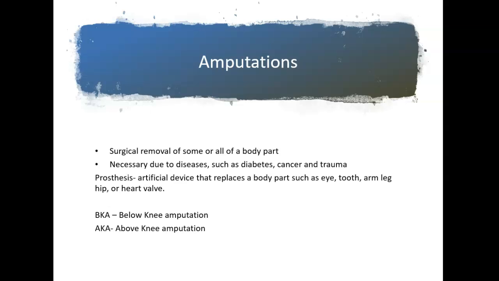Amputations, surgical removal of some or all of a body part. Sometimes they are necessary due to diseases such as diabetes that cause poor circulation, cancer or trauma, car accidents, things like that. A prosthesis is an artificial device that replaces a body part. There are prostheses for eyes, teeth, arms, legs, hips, and heart valves. A couple of abbreviations that you'll see often for amputations: BKA, which means below the knee amputation, and AKA, above the knee amputation.